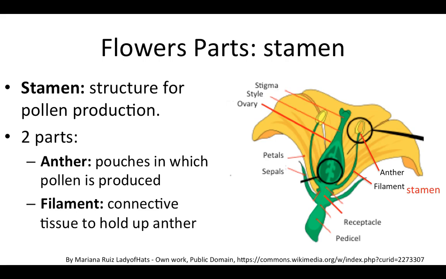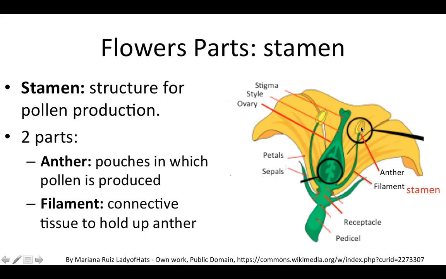Stamen are structures for pollen production. They typically have two parts. The most important part is the anther, which is depicted up here on the diagram. And the anther has multiple pouches, and it's within these pouches that pollen is produced. These pouches will eventually open to allow pollinators to collect that pollen and move it elsewhere.